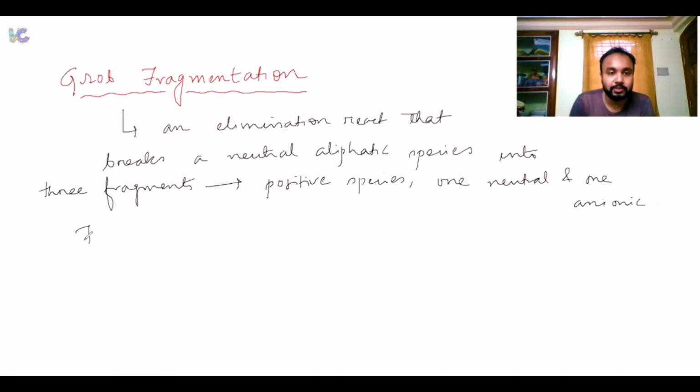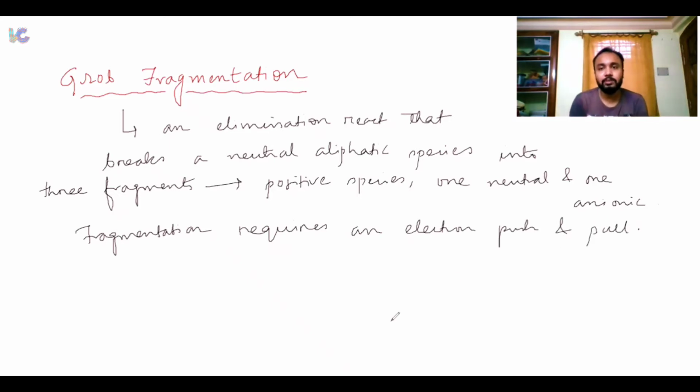The fragmentation requires an electron push and an electron pull. That means in the aliphatic chain, on one side there should be a group which will push the electron, and on the other side of the aliphatic chain there must be a group that can pull the electron, right? So the mechanism is like that.